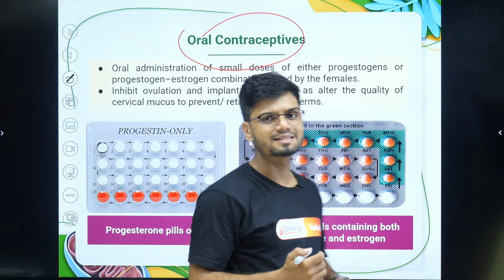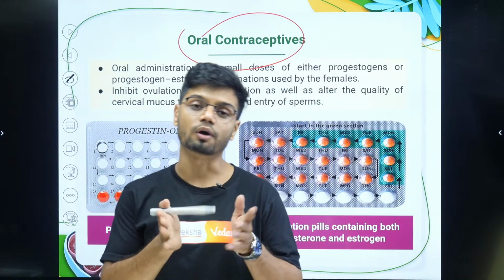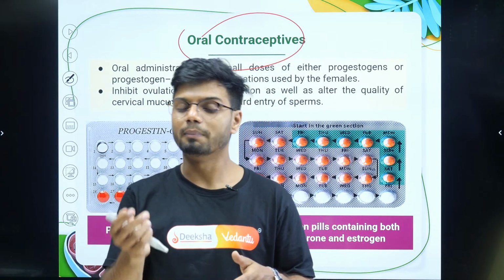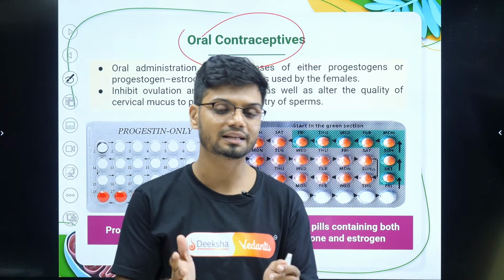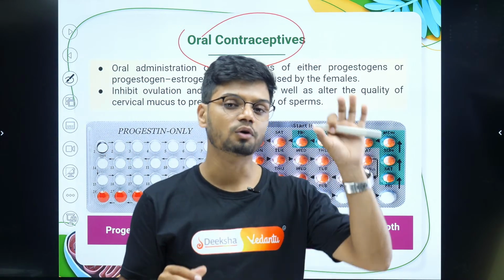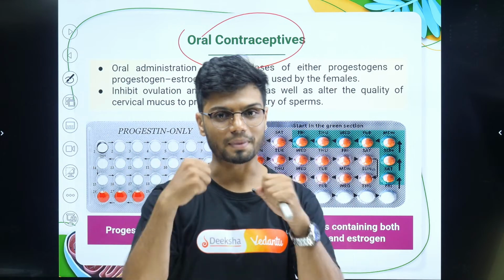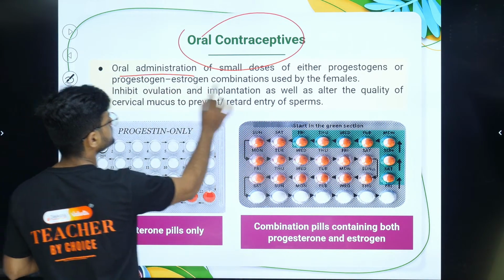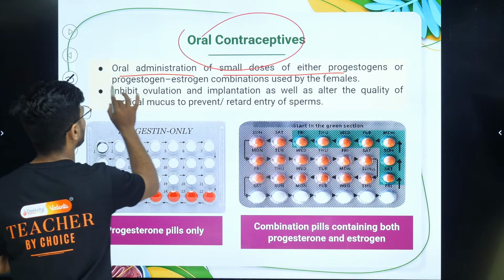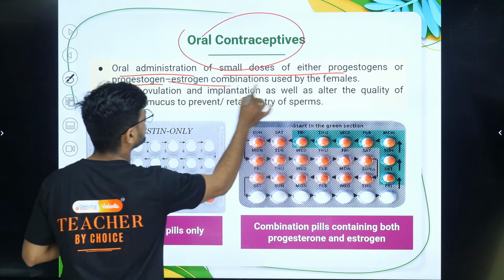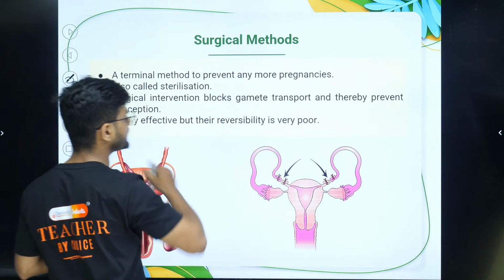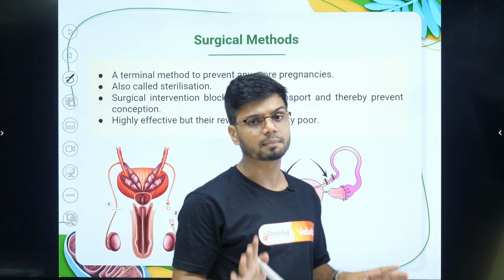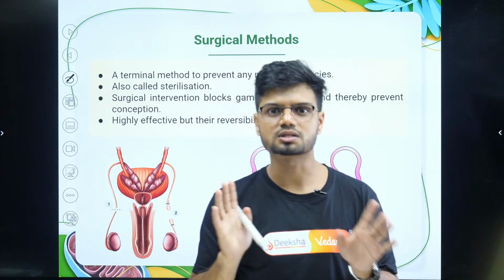Then finally we have the oral contraceptive. Oral contraceptive is basically a pill, also called the morning after pill, but oral contraceptive is basically a mix of progesterone and estrogen. It is oral administration of small dosage of either progesterone or a progesterone-estrogen combination. Finally, we have the surgical methods, a permanent method, but it is reversible.